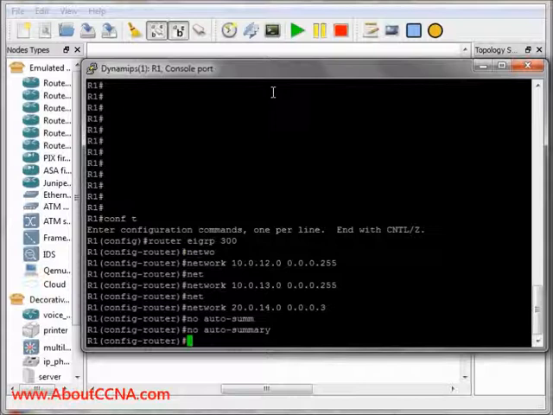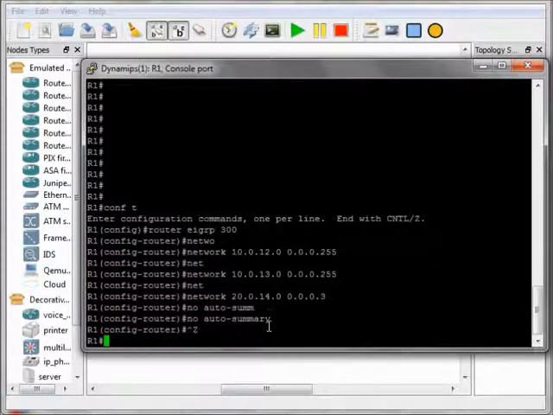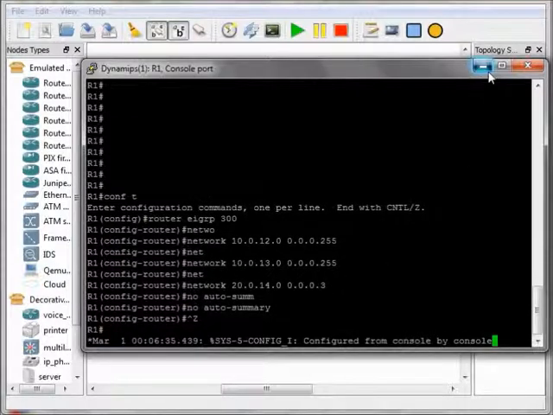By default, EIGRP makes summarization to classful boundaries. The no auto-summary command prevents EIGRP from summarizing IP addresses to their classful boundaries. So now we finished router 1 configuration.